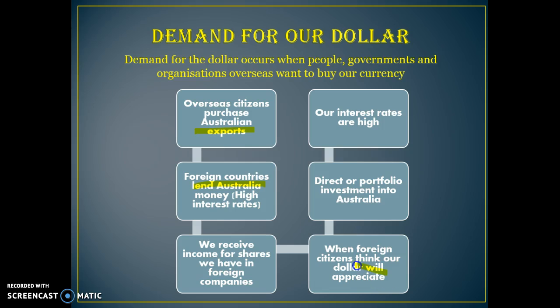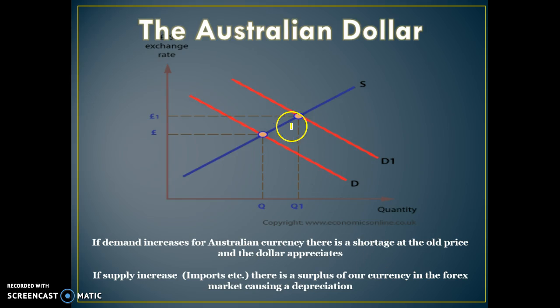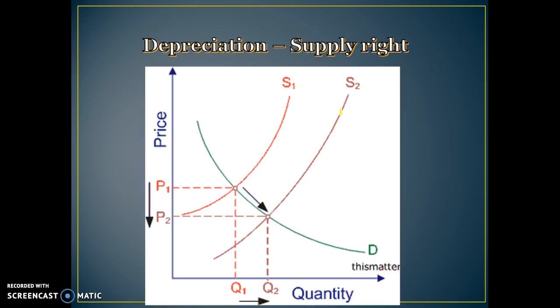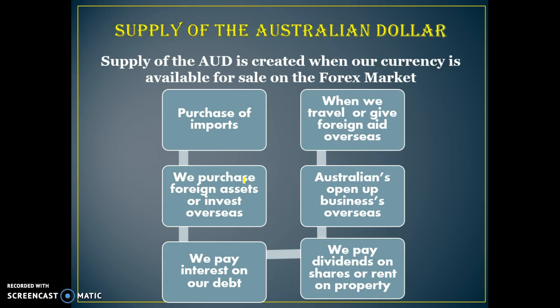When foreigners think our dollar will appreciate, they'll also invest in the Australian dollar because they think they're going to get a return. So basically there's more demand for the Australian dollar. That causes a shortage at the old price, because supply will be here and demand will be here, and therefore the value will appreciate. If there's more supply of the Australian dollar, then there's going to be demand at this point here and supply here. So we will have a surplus, just like in any micro diagram, and therefore the price will go down.